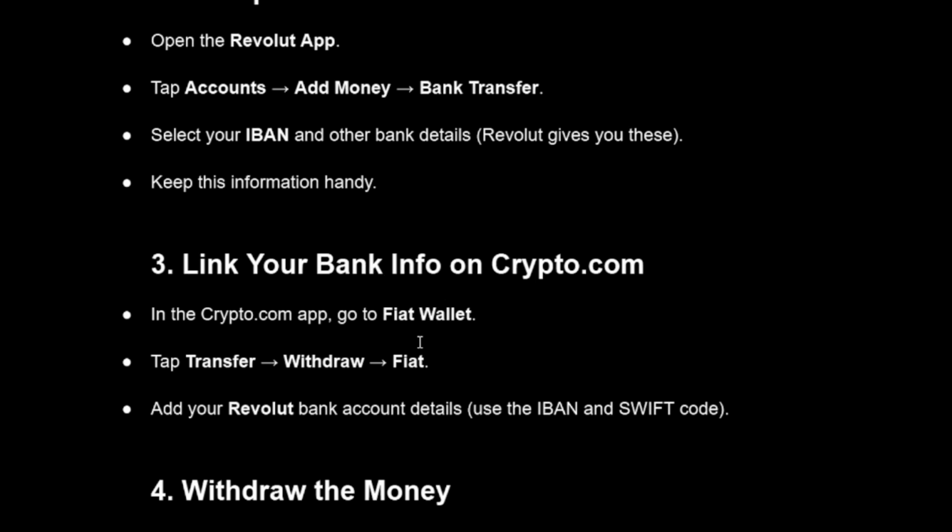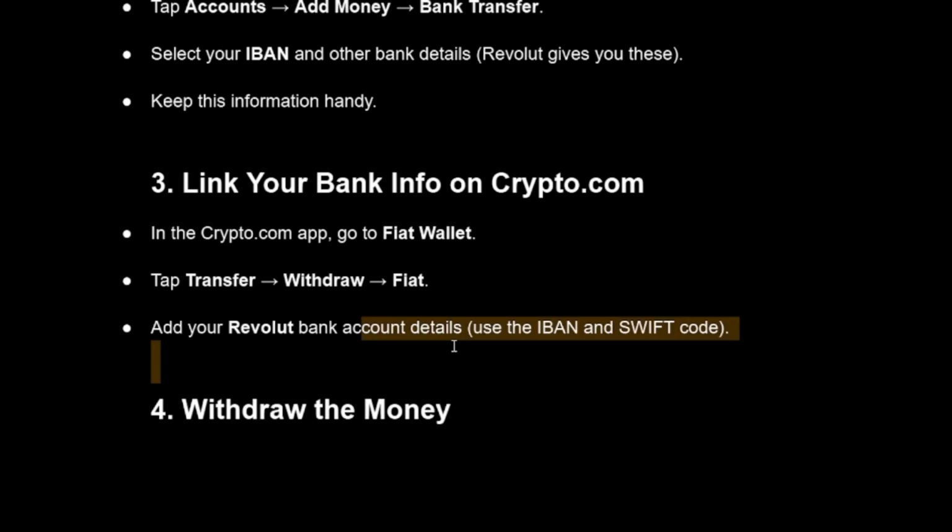So in the crypto.com app or website, depending on where you're going to do it, just go ahead to the Fiat wallet, then tap transfer, withdraw Fiat, and add your Revolut bank account details. So use the IBAN and Swift code.